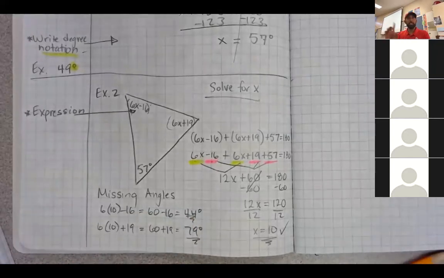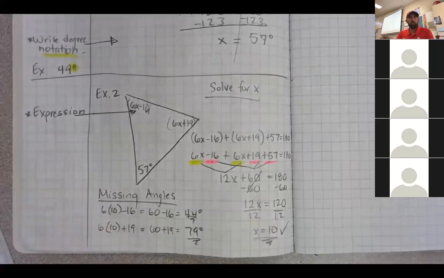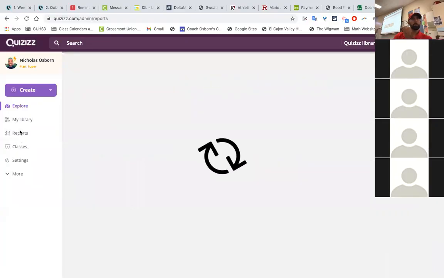Okay, so that's if it asks you for those. If it's asking you for the missing angles, then that's what you're gonna have to do. But again, in this case, it's just asking for x. Talking about some assignments.